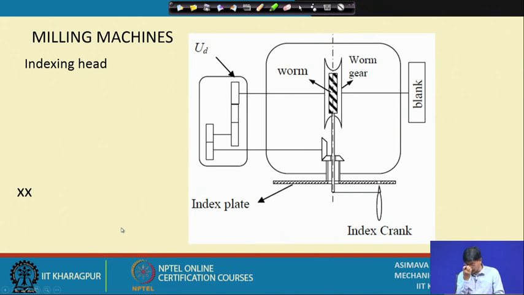The possible solution is, let us first of all see what we were talking about. This is the index crank. This index crank was being rotated. Okay. We are seeing it in a different perspective. We are seeing it from the top. This index crank rotates. This rotates the worm. This rotates the worm gear, and this is your gear blank.